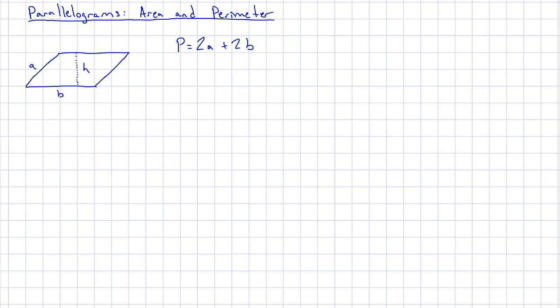But let's look at the area because the formula is simple but not obvious. The formula for the area is the base times the height. Now the height is not side length A. It is this vertical distance between the two bases, or between the two parallel lines there. And it's not necessarily obvious why the area should be that. That's the area for a rectangle, right? It's basically length times width, but why would you do it that way?